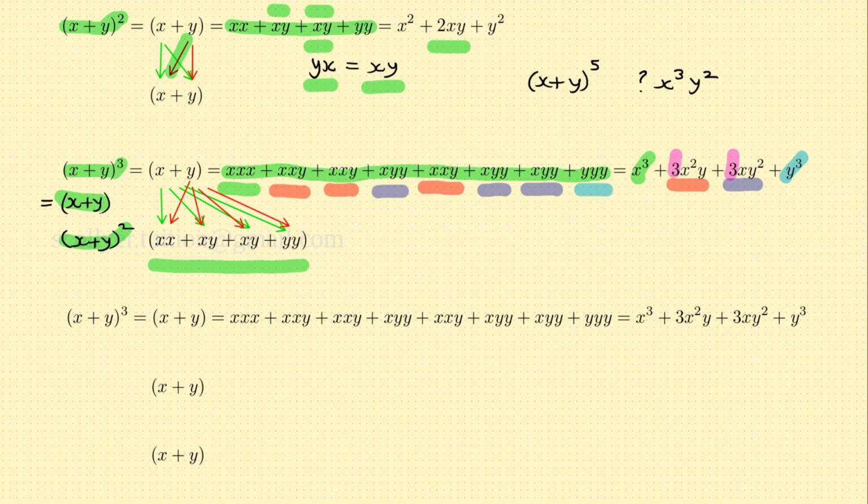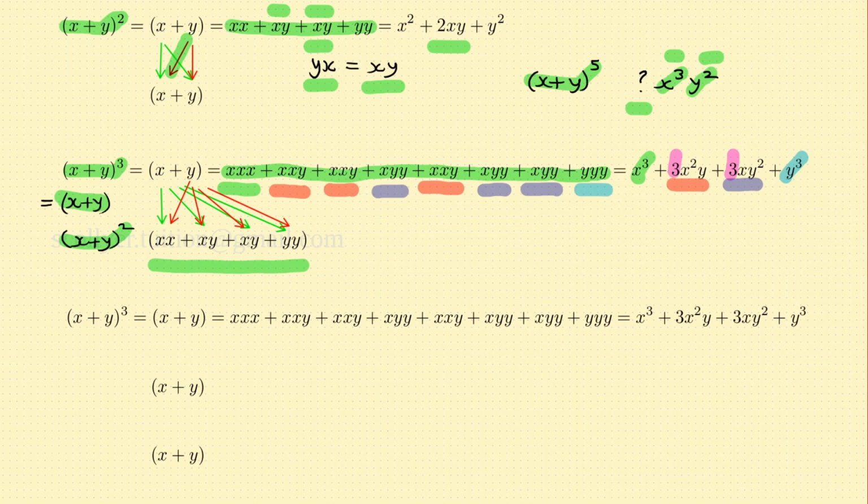And if, for example, we were expanding (x plus y) to the 5, and we wanted to know the coefficient for the x cubed y squared term, we'd need to be able to find how many expressions contain 3 x's and 2 y's when we perform the expansion.